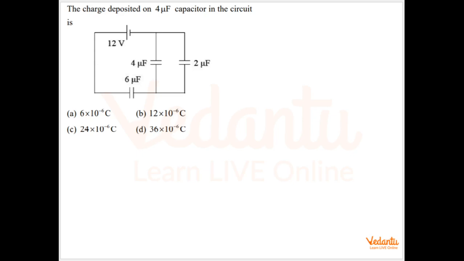In this circuit, we are supposed to calculate the total charge deposited on the 4 microfarad capacitor in the circuit. In order to calculate that, first of all we will try to simplify the circuit. If you see, this 4 and 2 are in parallel, so I can simplify this to a 6 microfarad capacitor.